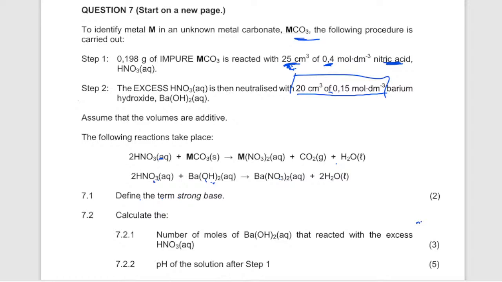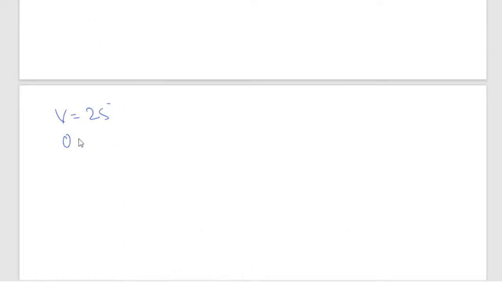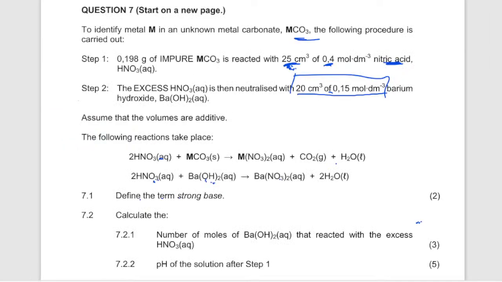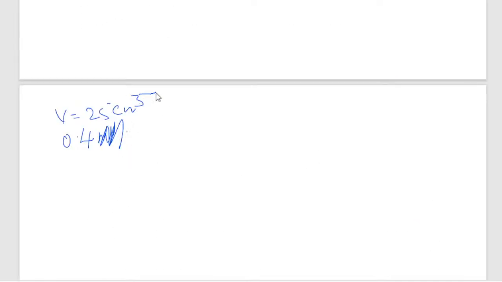Say that volume is equal to 25, and then concentration 0.4 molar, and this one is cubic centimeters of nitric acid. Now we need to find out the number of moles of nitric acid which is in here.